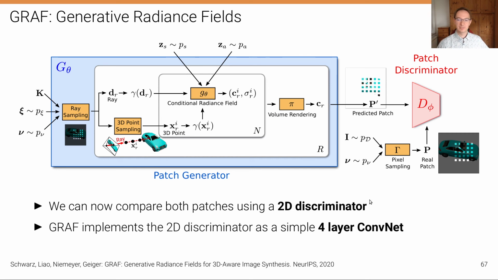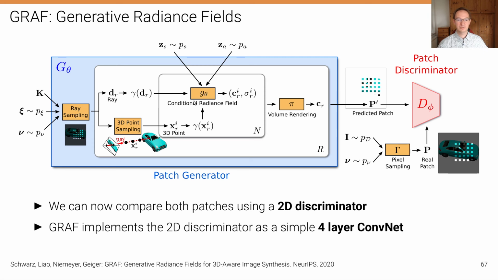And the 2D discriminator is a simple 4-layer convnet. So this is very simple. Now we've reduced the problem because we don't need to render the entire image, but we just do sparse sampling of the image and compare these very small patches. And this is fast enough and takes little enough memory to be able to be trained in the context of a generative adversarial network objective.